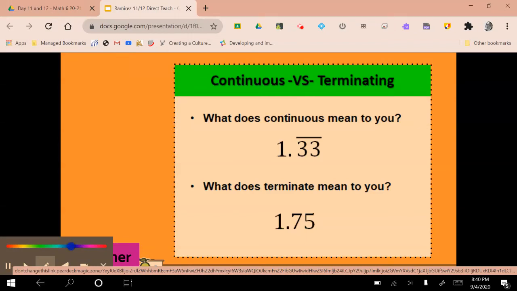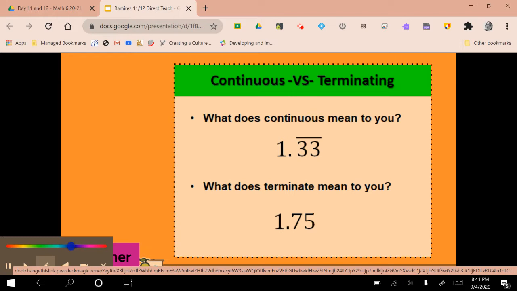Today we're going to be talking about continuous versus terminating decimals. Think about what continuous means to you. Continuous usually means something that goes on forever or goes on for a really long time. So a continuous decimal is a decimal that goes on forever.